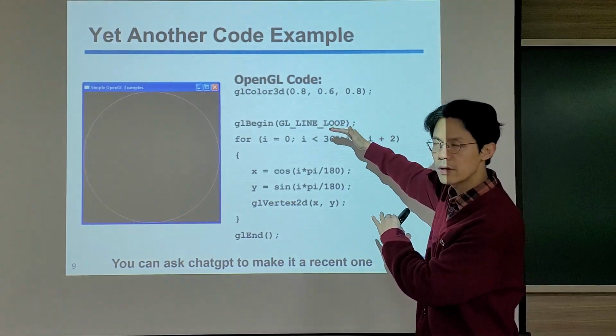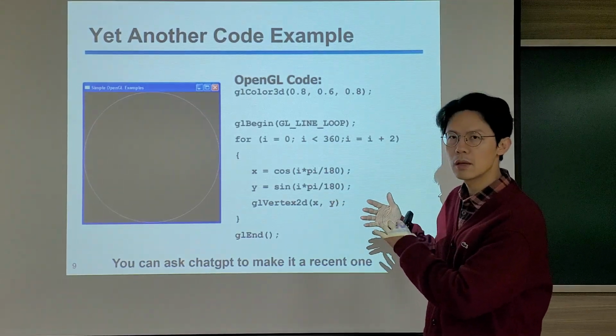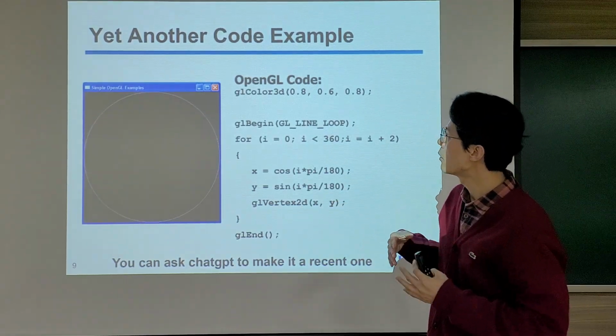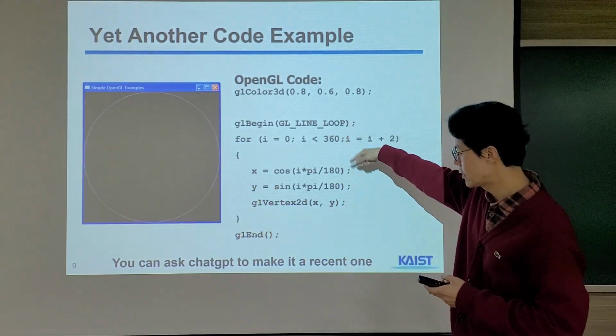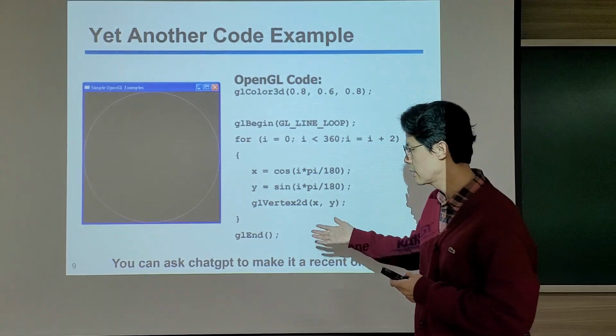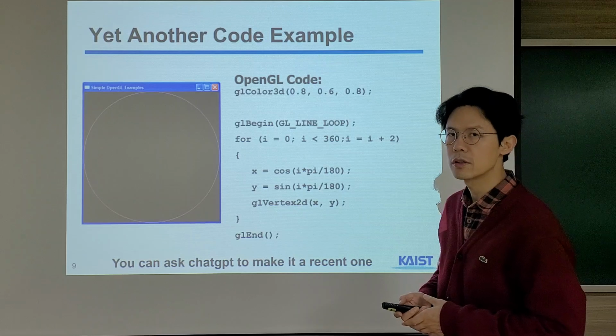I will get back to this. As I mentioned before, this is a very simple one, but it's a very legacy structure. In other words, it may run very slowly. If you want an optimized, recent one, you can ask ChatGPT to make the recent one. I tried it out and found that ChatGPT did quite well. It gave us very good recent code.